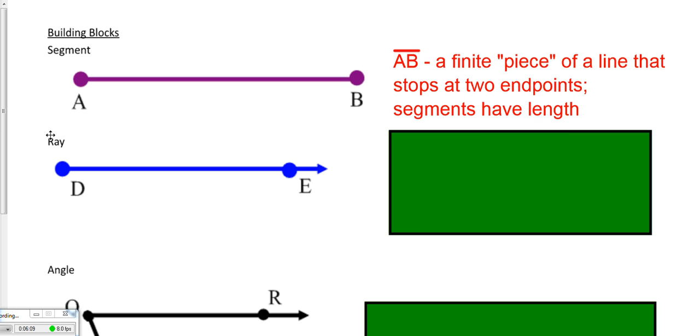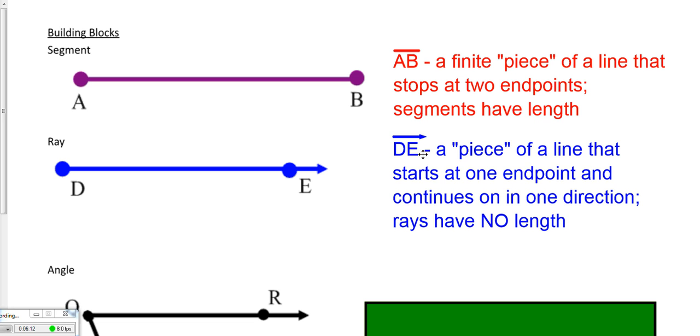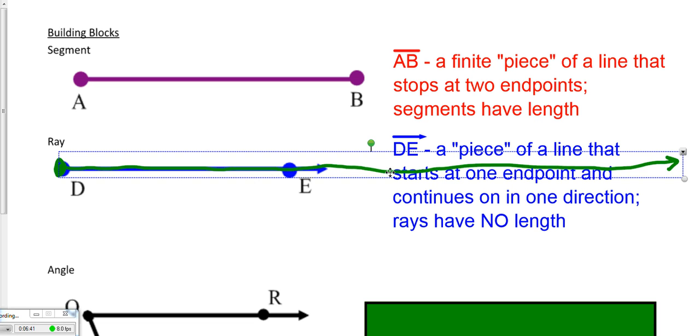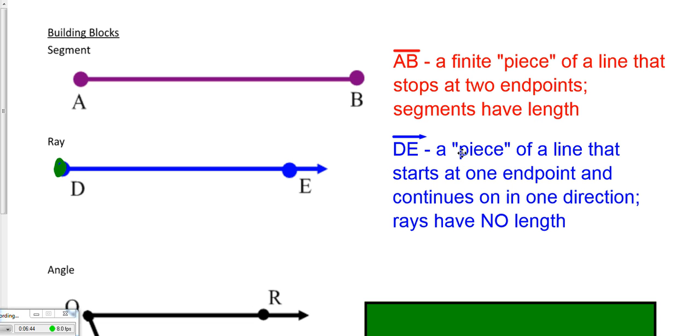Now that's a little different from a ray. They look very, very similar, but this one we call ray DE. Ray DE is a piece of a line that starts at one endpoint and continues on in one direction. Rays have no length. Now this one, again, we can see it starts here at D and then continues on in this direction forever and ever and ever. Because it goes on forever in one direction, you can't really measure it. So there is no length for a ray.